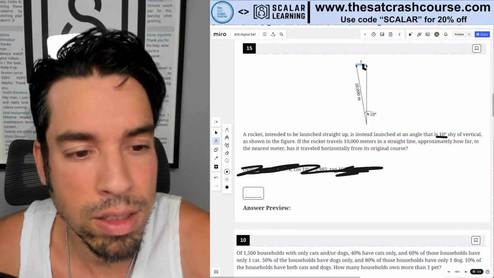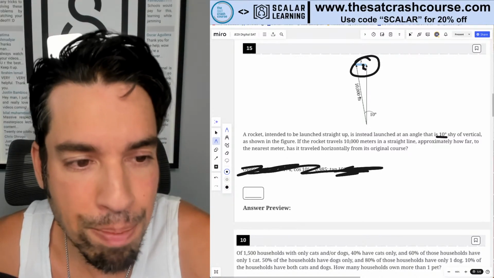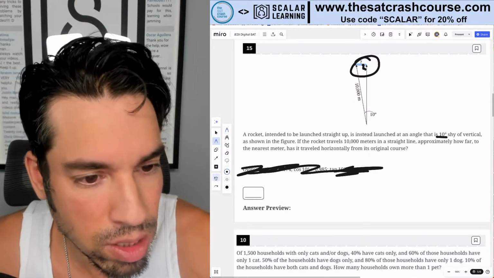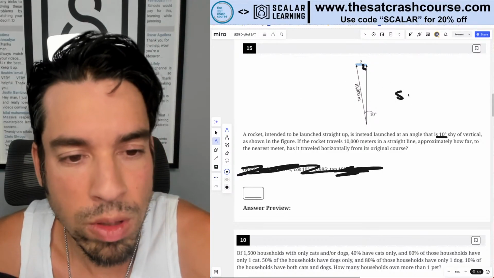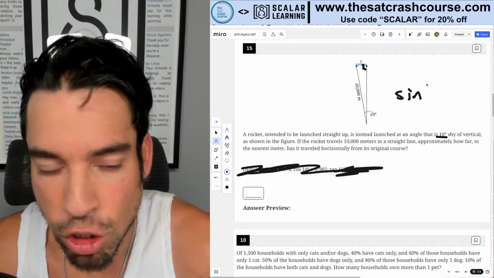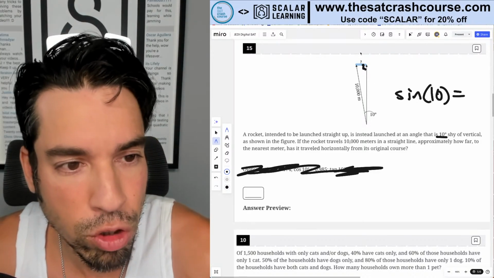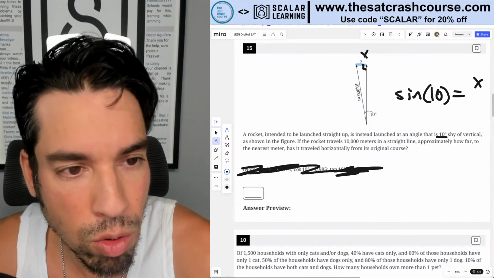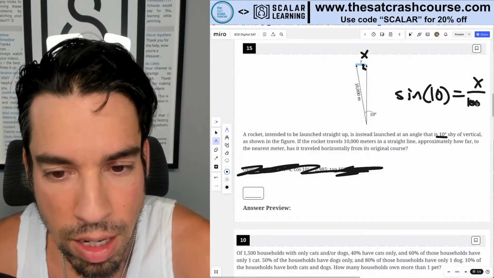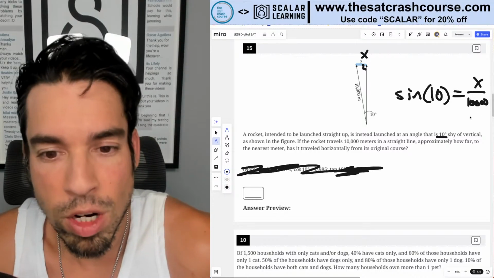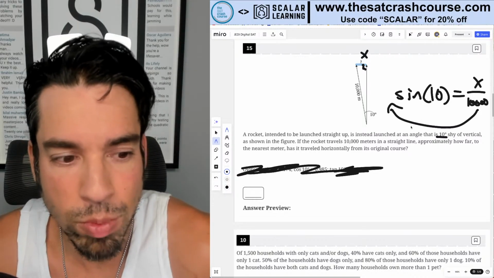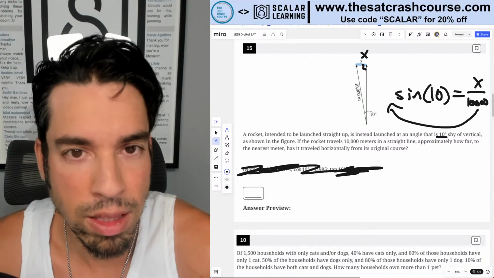So what is going to use this angle, the opposite side, and the hypotenuse? That sounds like sine, right? So that's my first objective: just find the right trig function that uses all those parts. And we say sine of that given angle 10 is equal to opposite, which is unknown, over my hypotenuse, which is 10,000, right? And now we have an equation. Now all we got to do is multiply across and we can solve for x. So it's 10,000 sine of 10.